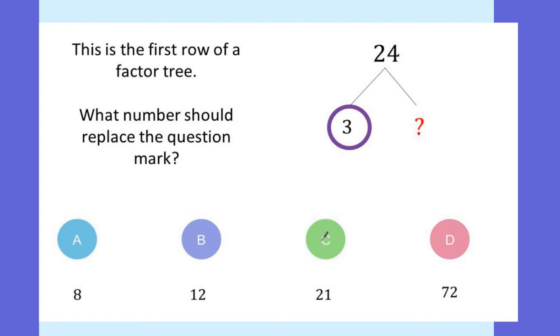And ABCD cards for me, or ABCD in your light blue book. What number should replace the question mark on the first step of this factor tree? Pause the video, have a little think. And cards up for me, or light blue books up for me. Okay, I'm looking for A, 8, because 3 times 8 would give me 24.